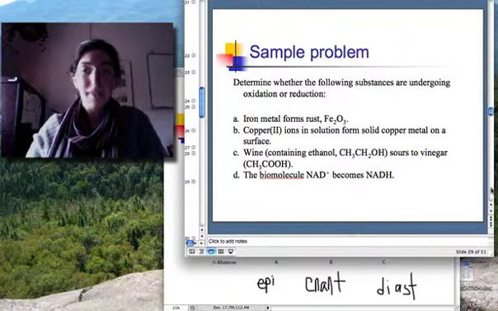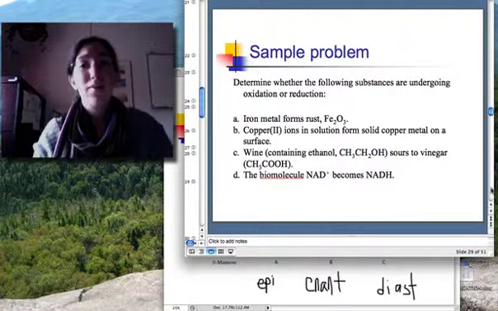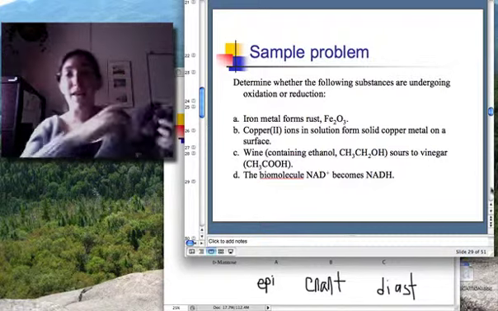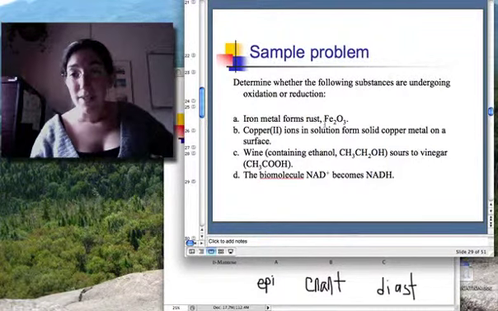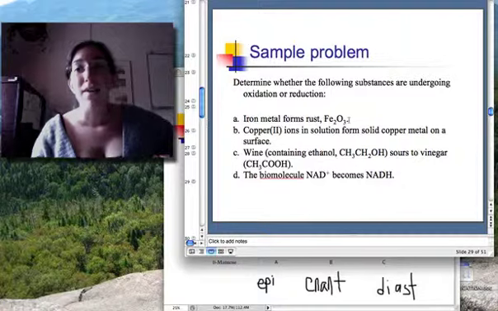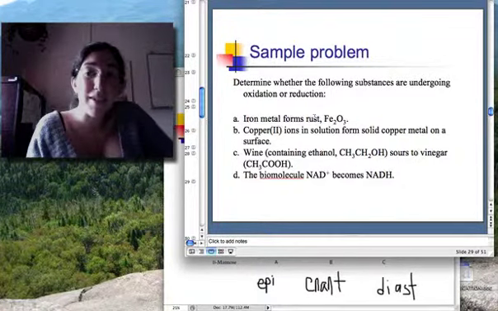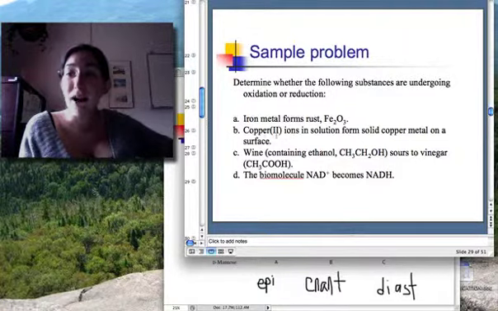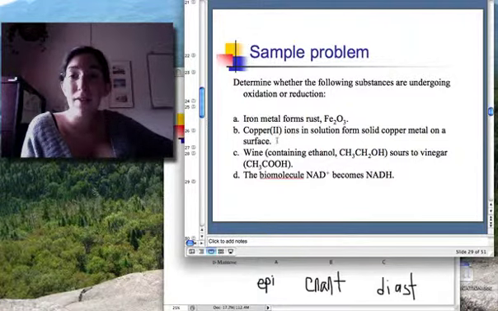So, some sample problems to practice oxidation reduction. Okay, determine whether the following substances are undergoing oxidation or reduction. A, iron metal forms rust. Okay, so iron, rust, the chemical formula for rust is Fe2O3, iron oxide. Okay, iron forming rust is an oxidation reaction. We've added oxygen there.